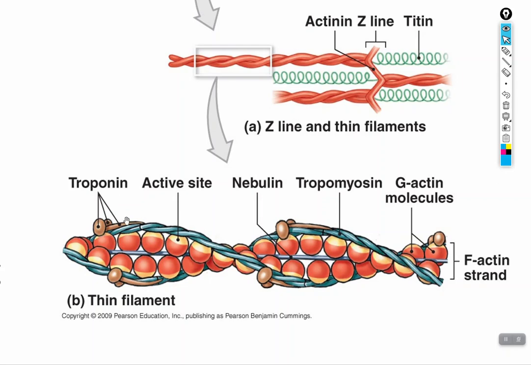On the tropomyosin is another protein called troponin. So troponin is where calcium binds. If calcium is released into the sarcoplasm and allowed to diffuse out, it will bind to the troponin, and that moves the troponin and the tropomyosin off of the active site, which makes the active site open, uncovered, and available to be bound by myosin if there's enough ATP present for myosin to do its thing.